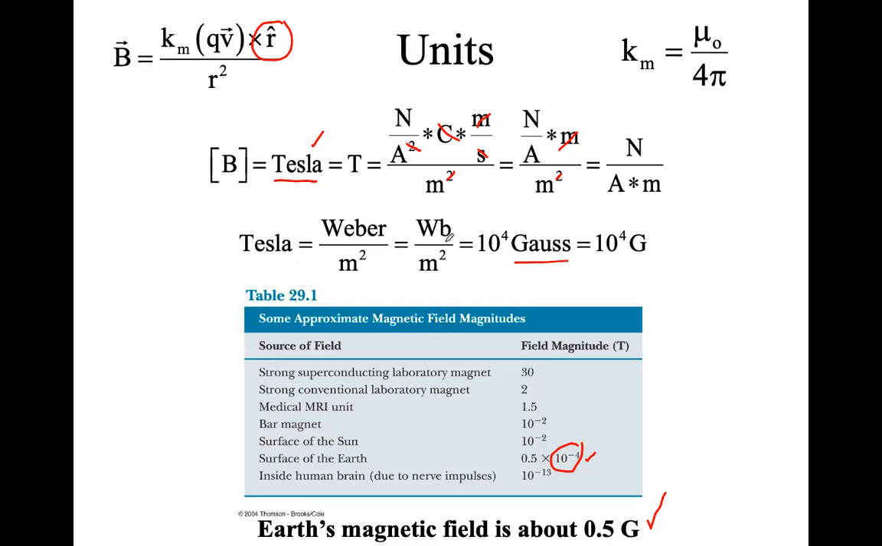And so Webers, abbreviated Wb, we're going to show when we find magnetic fluxes, just like we found electric fluxes, field times area. A Weber is just a magnetic field, Tesla, times a meter squared. And so those are the units.